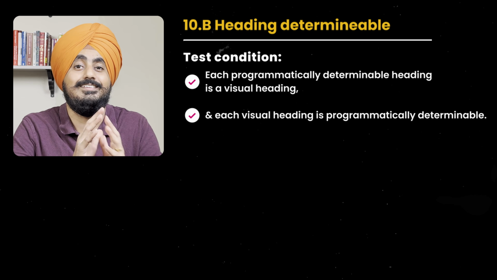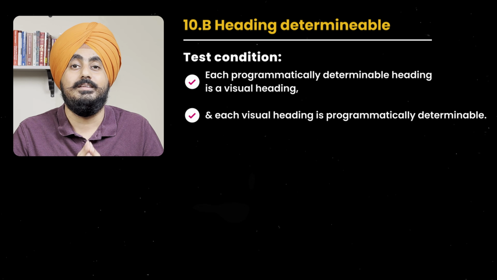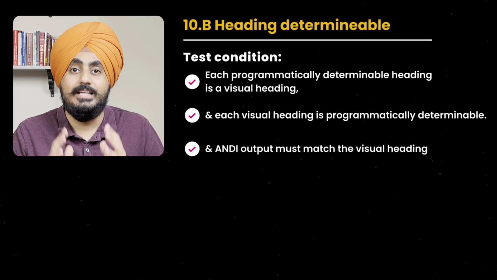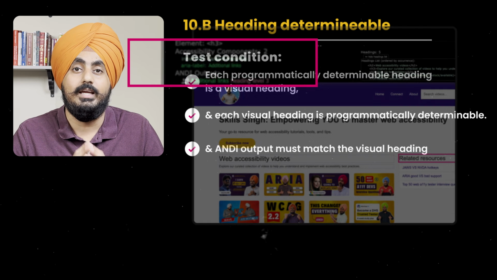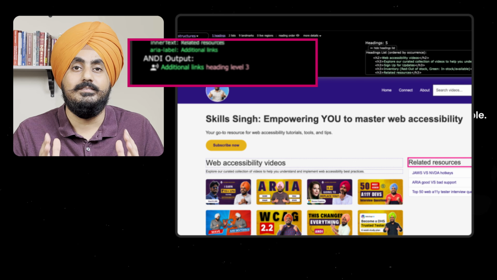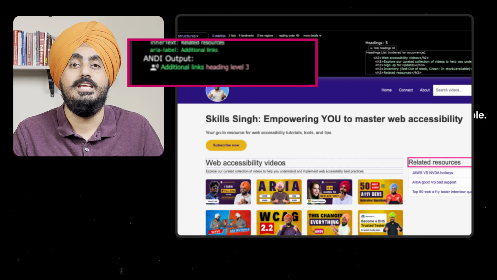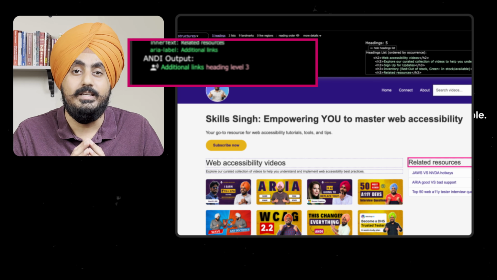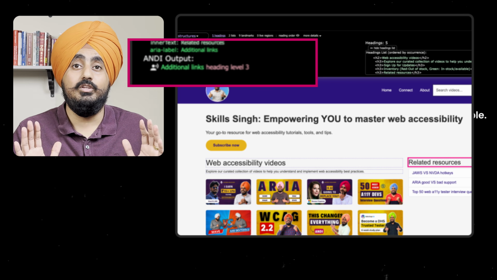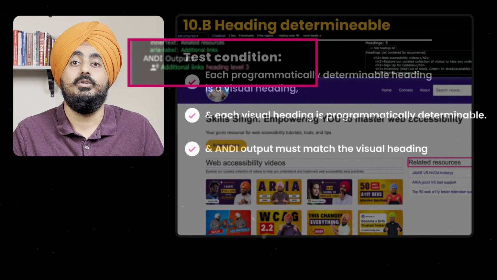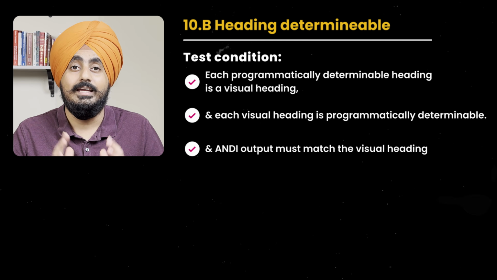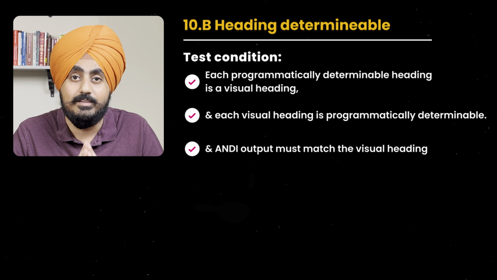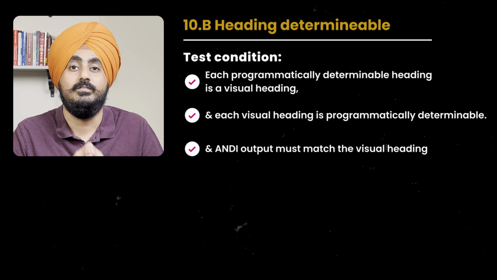And then there is a third check, the one people miss the most. Reviewing the Andy output for each heading and comparing it with the visual heading. If the visible heading says related resources, but Andy output says additional links, that heading is not properly defined programmatically. Even though there is a visible heading, even though Andy found a heading tag, it still fails. Why? Because the programmatic heading does not match what the user sees visually.